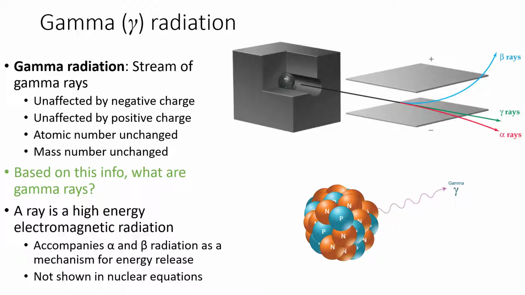And so this gamma radiation always occurs during all radioactive processes. It accompanies alpha and beta radiation both as a mechanism for energy release. And so there's no chemical equation or nuclear equation that explains gamma radiation because it doesn't end up changing the mass number or the nucleus itself.